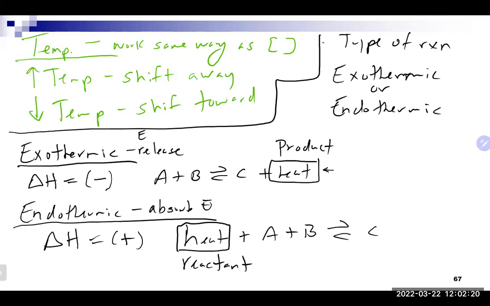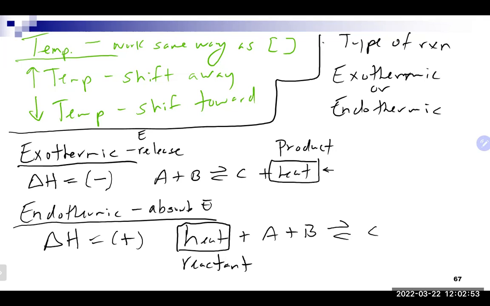If you have an endothermic reaction and you increase the temperature of it, it would be like putting more heat and energy into the reactant side, which means it would shift away from the reactant side to the product side, and vice versa. If you removed heat and energy or lowered the temperature, that would be like removing reactants and it would come towards the reactant side in that particular case. So in terms of temperature, it's really important to figure out whether the reaction is endothermic or exothermic.